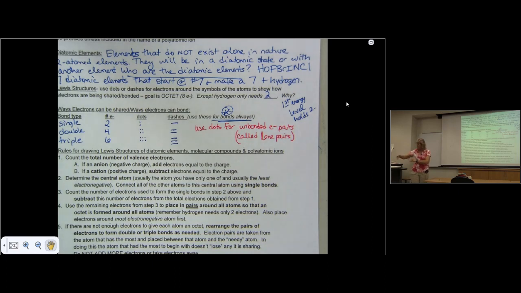So if I have an atom here and I'm an atom, I can share a maximum of 6 electrons, but can I share all 8? No. You have to have some of your own. You cannot share them all. You have to have some of your own.